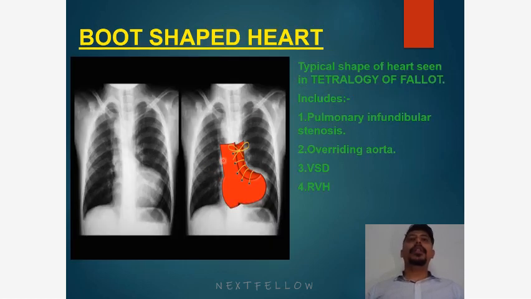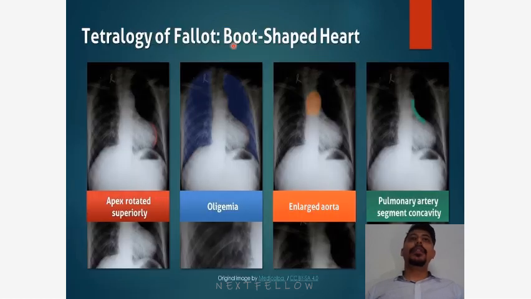Boot-shaped heart. This is the boot-shaped heart, and it is seen in tetralogy of Fallot. It includes pulmonary infundibular stenosis, overriding of the aorta, VSD and RVH. So what are the features of boot-shaped heart? The apex rotates superiorly, then pulmonary oligemia, that means bronchovascular pulmonary markings are reduced because less blood is supplied to the lungs, then an enlarged aortic root and pulmonary artery segment concavity because of the pulmonary stenosis.